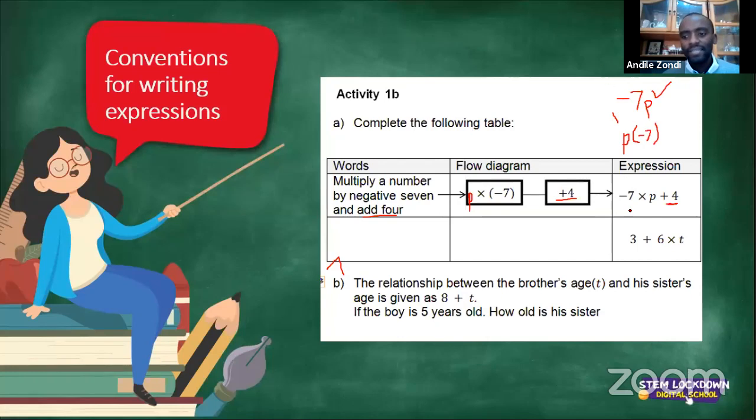Please write this in words, and also construct a flow diagram. Obviously, a flow diagram is something like this. For this expression, I need answers for here and here. Obviously, in this case, let me see. Please write your answers in your chat.